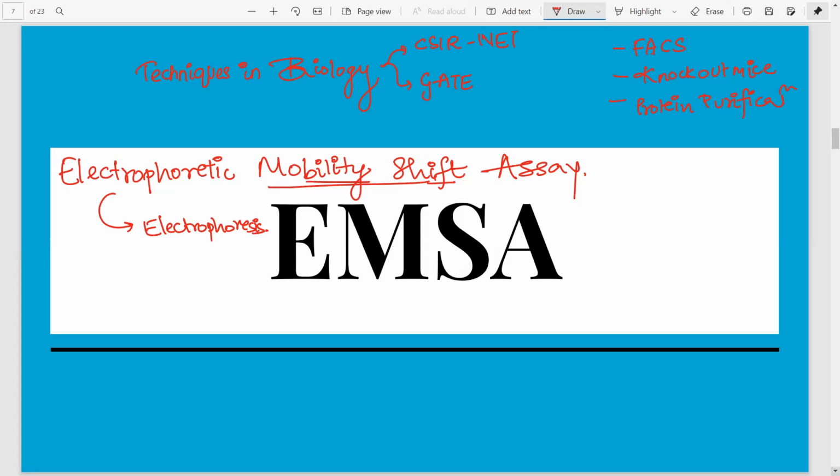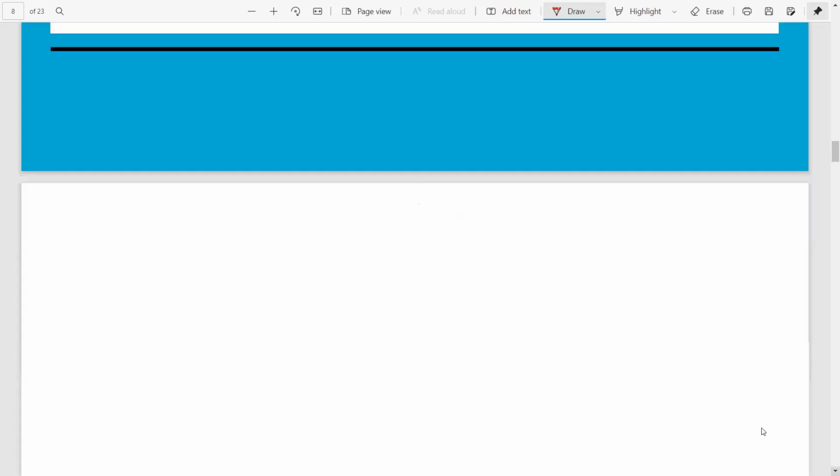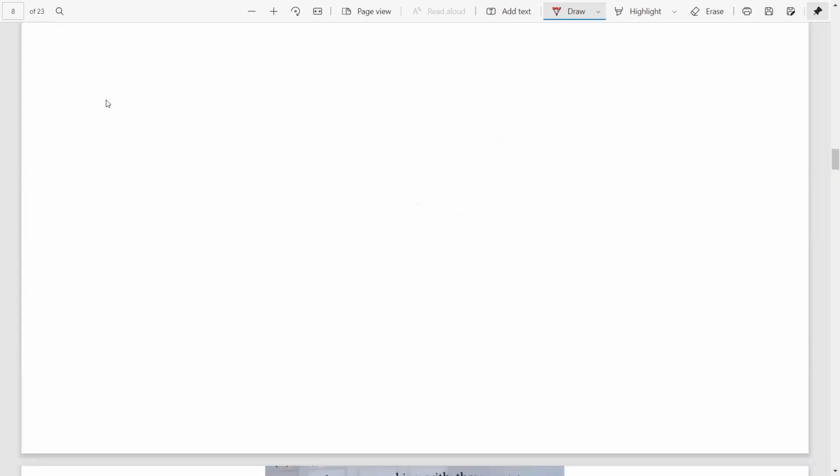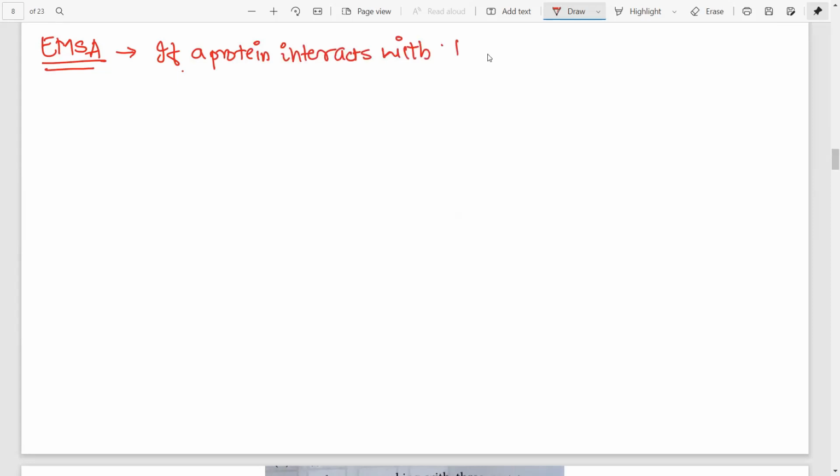Now, before even trying to understand how to solve questions, we need to understand the principle behind EMSA and when to do EMSA. So what will EMSA tell you? EMSA essentially tells you if a protein interacts with DNA. If you want to find out whether a protein is interacting with the DNA or not, you go for EMSA. This is an in vitro technique.